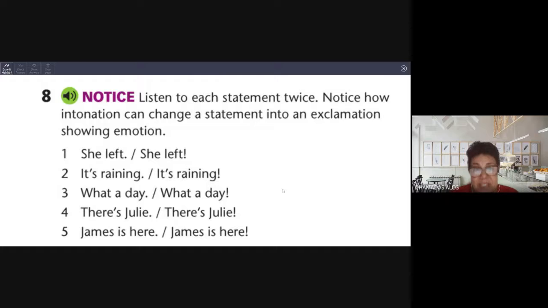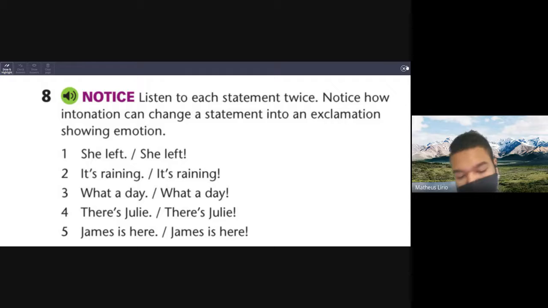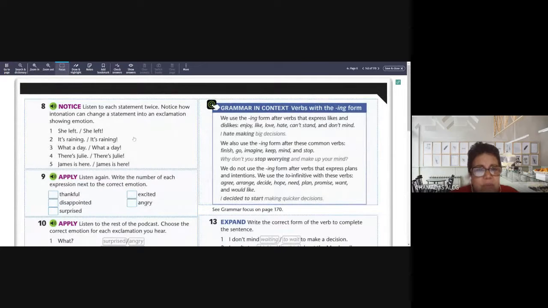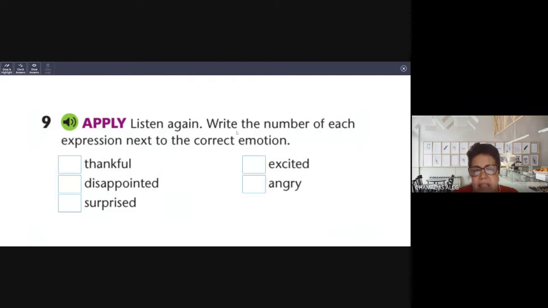All right, people. Did you notice the difference? Yes. So it's really easy and simple to notice how different it is, right? The first one is really flat, and in the second one you have emotion. So it's an exclamation. The next one, listen again. Write the number of each expression next to the correct emotion. So let's see here.